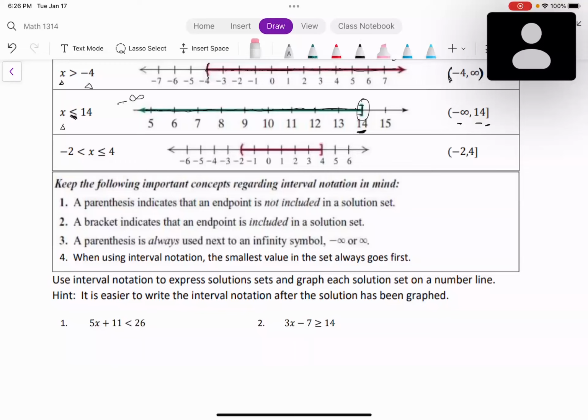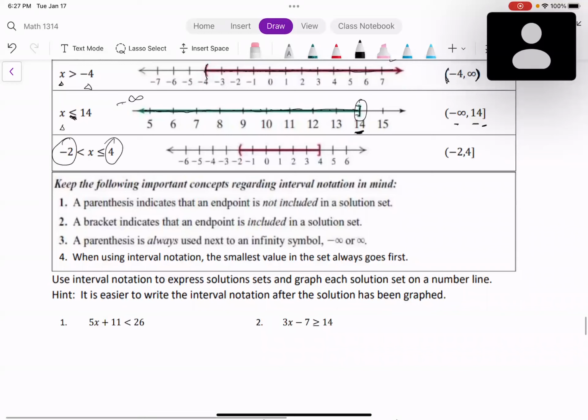First find -2, then find 4. Here is -2, here is 4. -2 is not included in my solution because the symbol doesn't have an equal sign, so we use a parenthesis. And the 4 is a part of our solution.